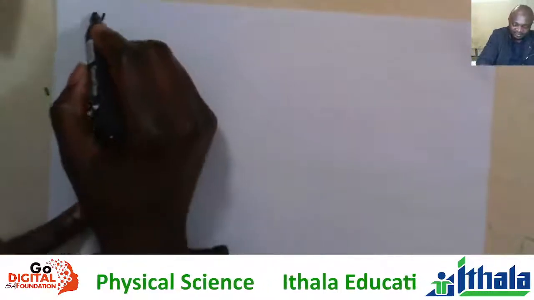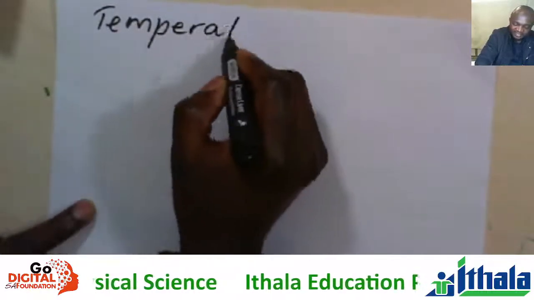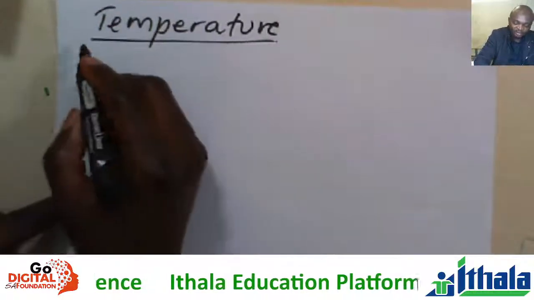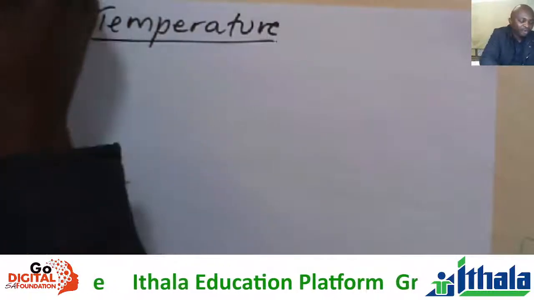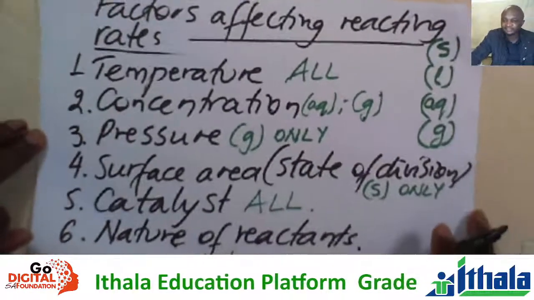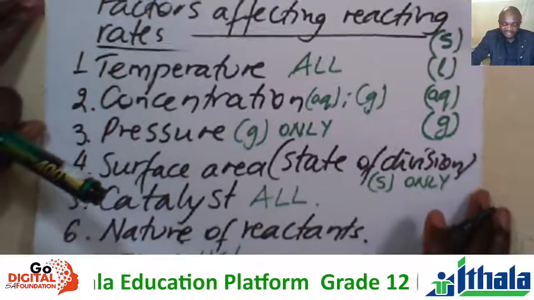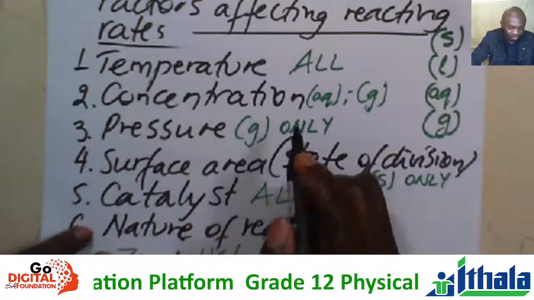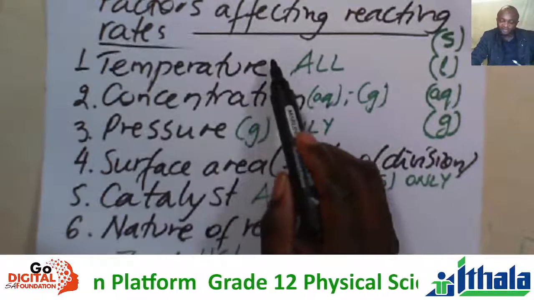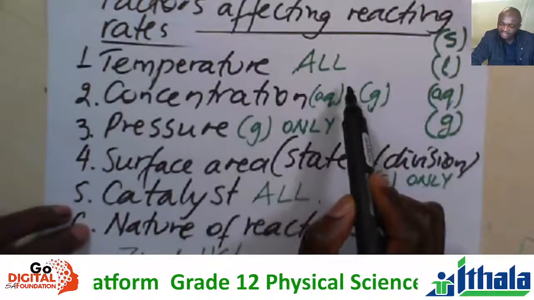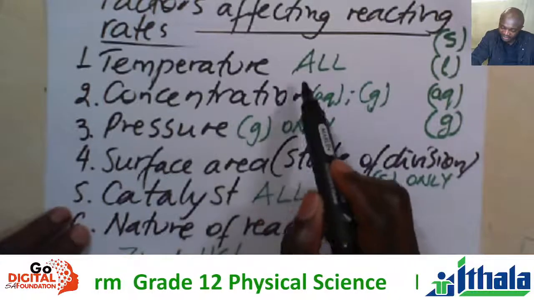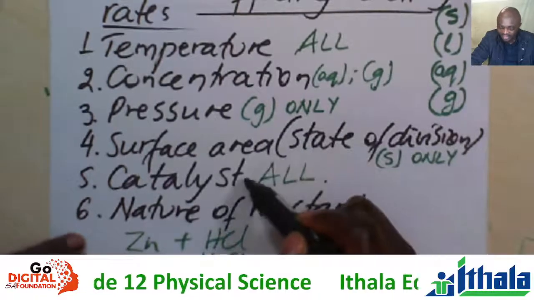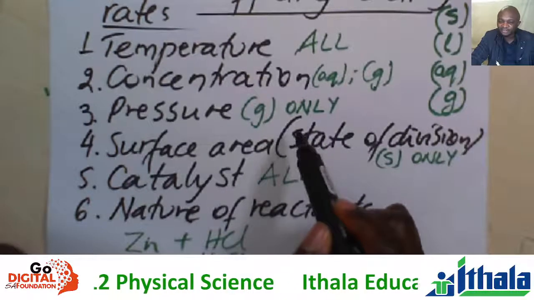Right, now let's look at the first one. The first one is temperature. How does temperature affect the reaction rate? Right, the first point you must talk about is the fact. The fact is that all these factors increase the reaction rate when you increase them. That is the first fact. So you must always say it: an increase in temperature will increase the rate of reaction. An increase in concentration will increase the rate of reaction. An increase in pressure will increase the rate of reaction. An increase in surface area will increase the rate of reaction. An addition of a catalyst will increase the rate of reaction, right?